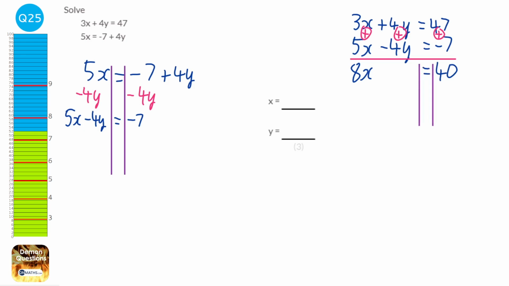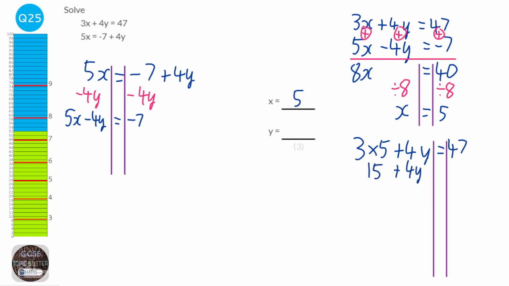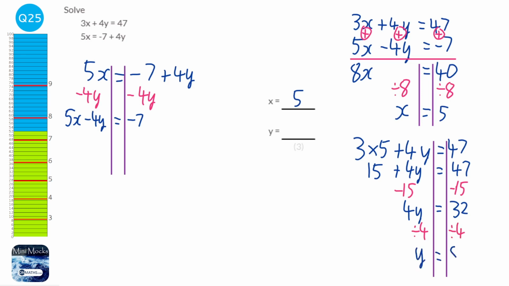Alright, let's put our solving lines in. We're going to divide by 8 both sides, so we get x equals 5. And we're going to substitute that value into one of the equations. I'm going to pick this top one. So instead of 3x, we're doing 3 times 5 plus 4y equals 47. So that will be 15 plus 4y equals 47. Then we're going to take away the 15 both sides, and so it's 4y equals 47 take away 15, which is 32. Divide by 4 both sides, and we get y equals 8.